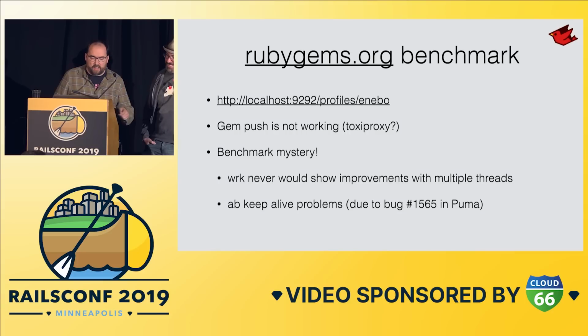Then I switched to AB, and I was using Keep Alive. And then we discovered, hooray, Puma has a bug with Keep Alive. If you want to see the details for that, go to bug 1565 on the Puma project. So we're only benchmarking accessing a profile. It has quite a bit of logic. The view is pretty sophisticated.